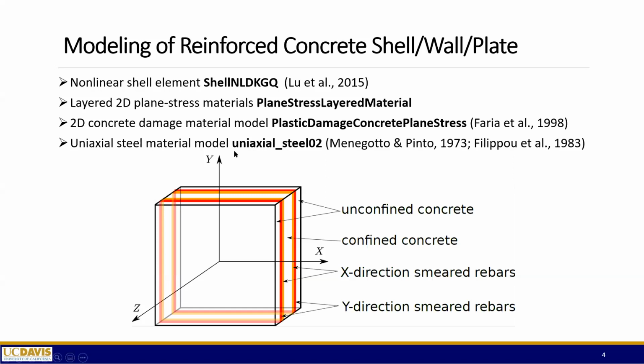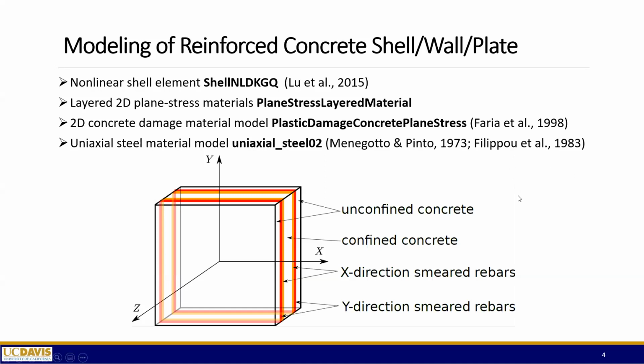And then again, we have the same uniaxial steel material model to simulate the rebars. When you have the uniaxial material and give it a direction, later you can combine them together so that the element knows what the direction of the rebar is. Later we will show more examples to better explain this kind of modeling technique.